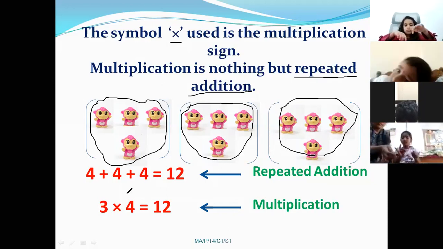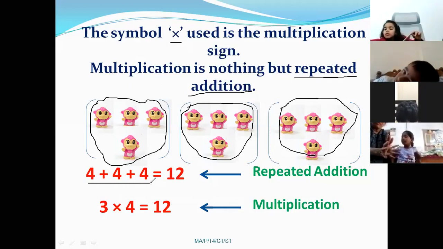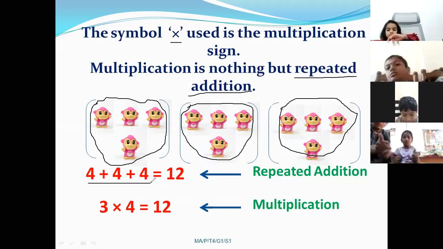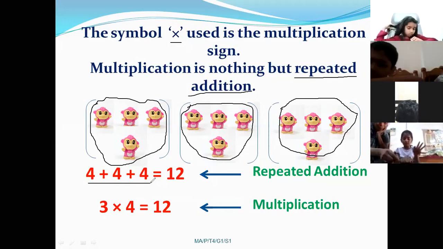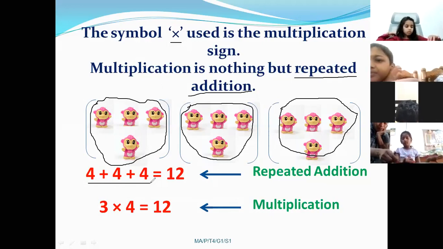So here, why have we written 4 only 3 times? Why have we written 4 here, and why only 4? Why did we not write 5 here? Because in one group there are 4 toys. That's why we are repeating the number 4.